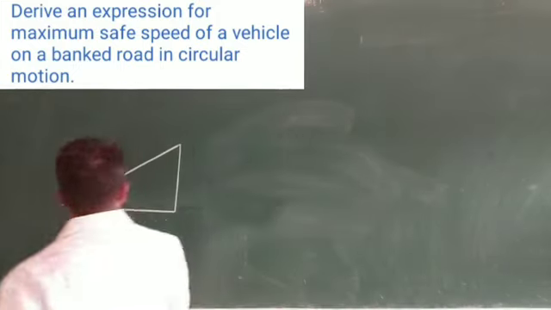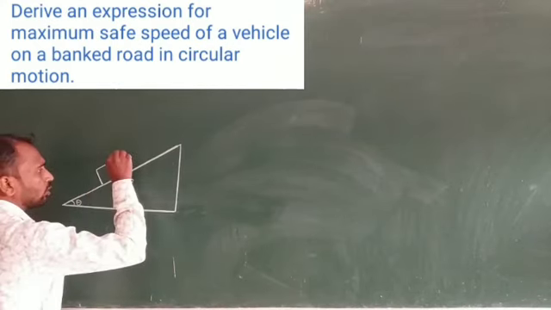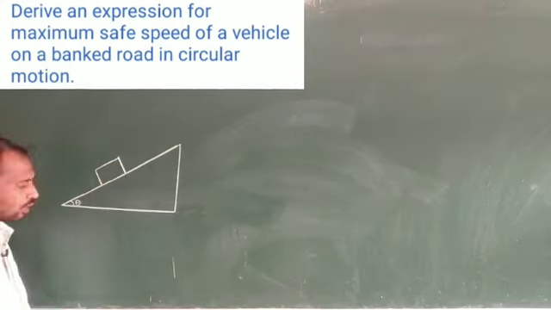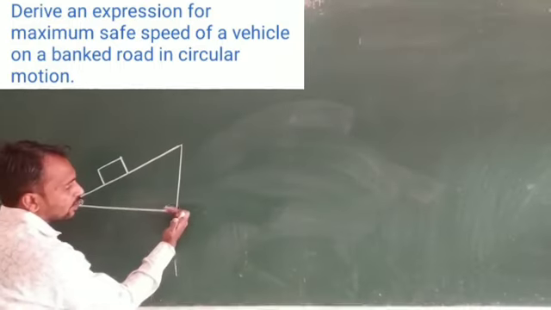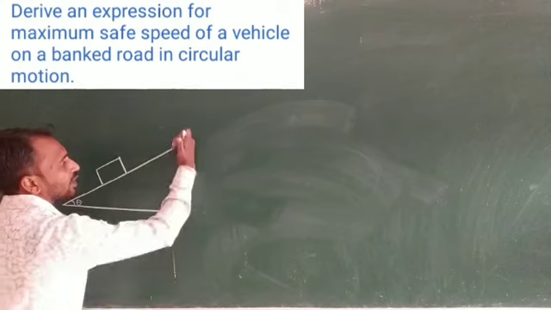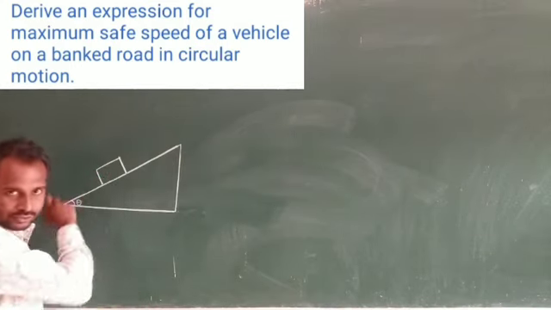And here suppose this is a vehicle present on a banked road. This is the inner edge and this is the upper edge. The upper edge height slightly increases because this vehicle requires centripetal force.